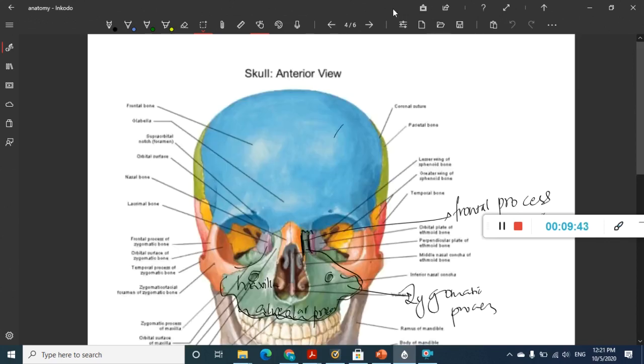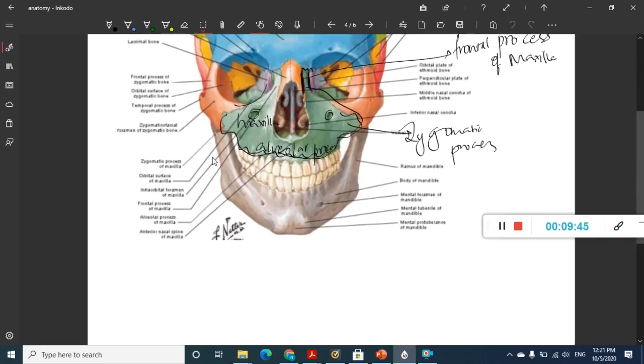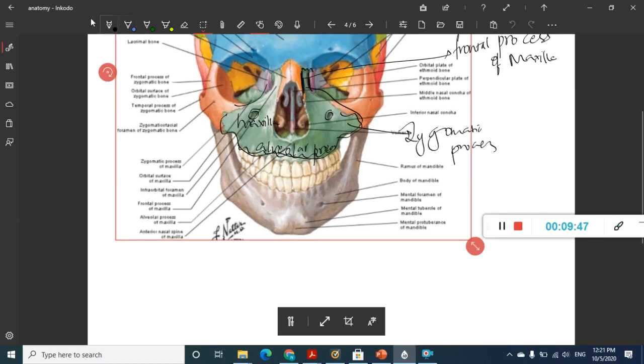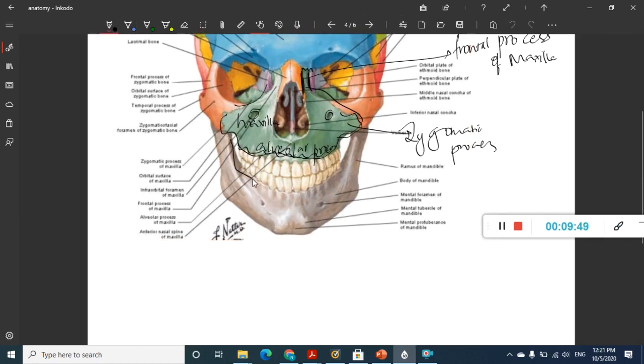One more thing I forgot, we have seen the upper jaw, definitely. Then what about the lower jaw? This is the lower jaw. This lower jaw is formed by which bone? You all know it is the mandibular bone which forms the lower jaw. And what are you seeing in the mandibular bone? You have two openings in the mandibular bone on either side. What is this opening called? This opening is called the mental foramen of the mandible.